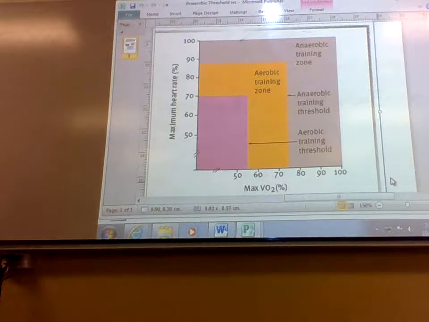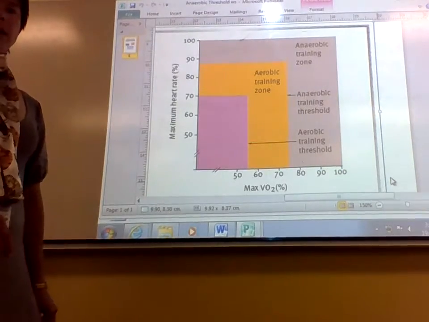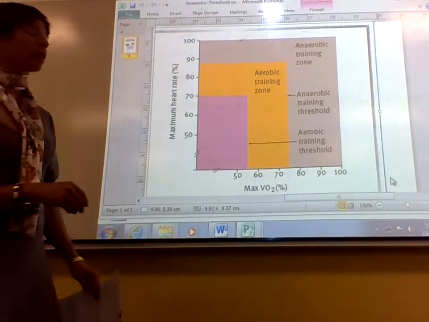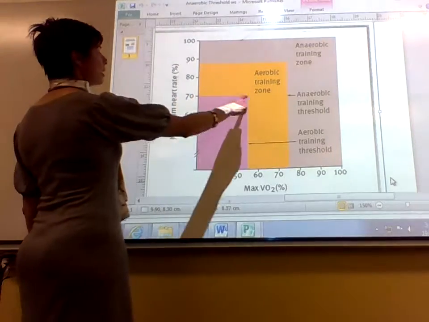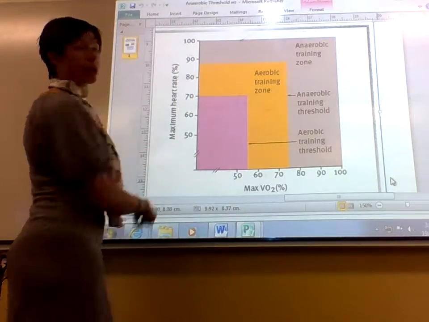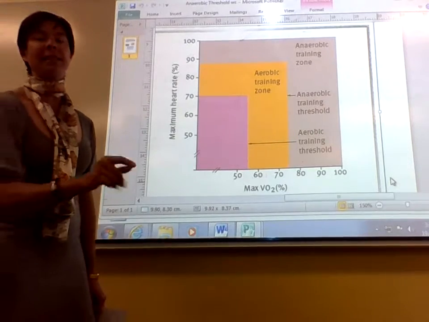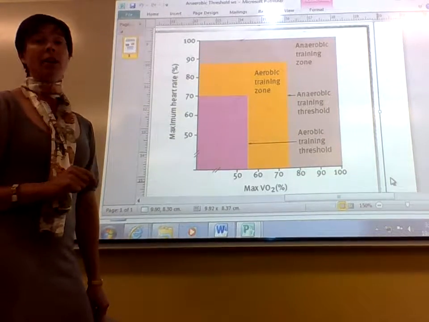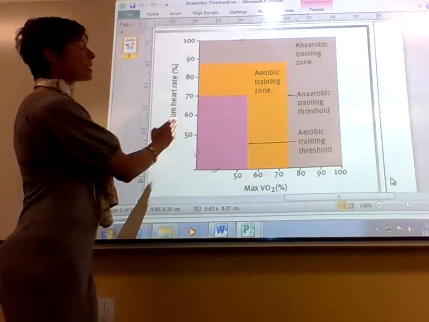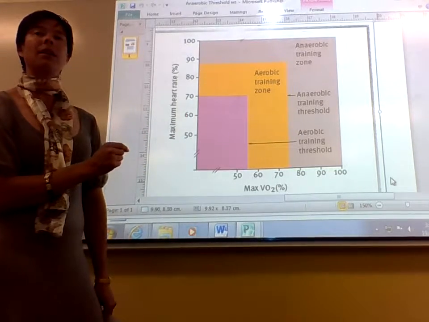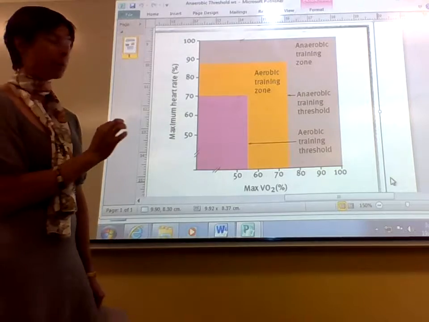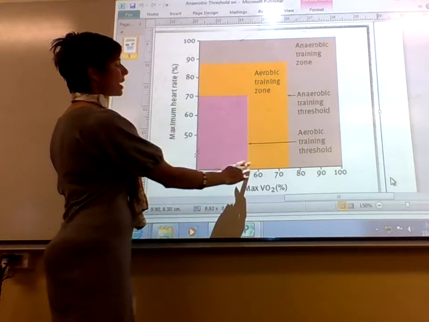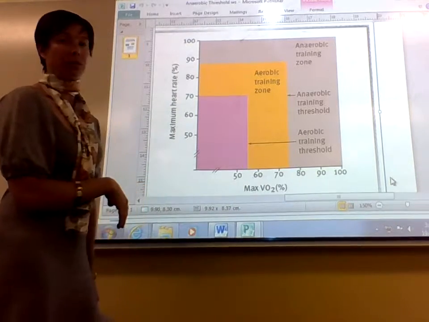So once we've worked out our maximum heart rate, we can work out now where we need to train. If you have a look up on the board, this here is our aerobic threshold, and that's approximately 65 to 70% of our max heart rate for an athlete. So an athlete knows that to get some type of aerobic gains, basic limit, beginning of those gains, they need to be working at least at the aerobic threshold.